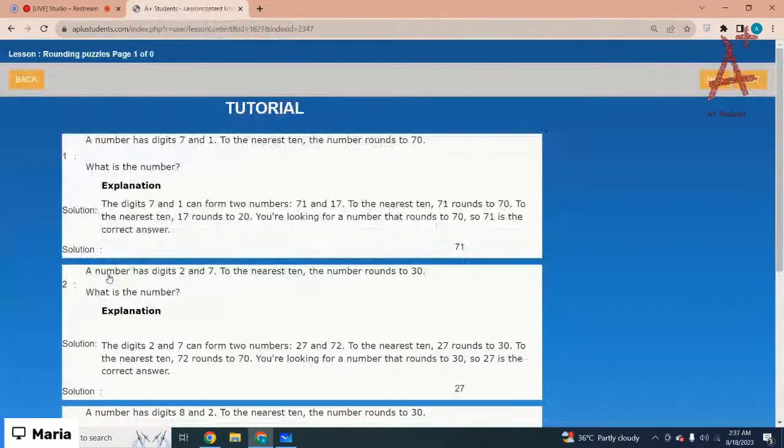The digits 7 and 1 can form two numbers, 71 and 17. To the nearest 10, 71 rounds to 70. If you round 71, it would be rounded to 70. To the nearest 10, 17 rounds to 20. We are looking for a number that rounds to 70. That means the number is 71.